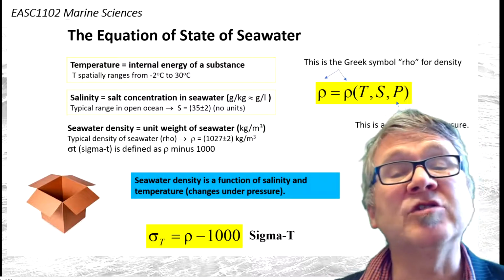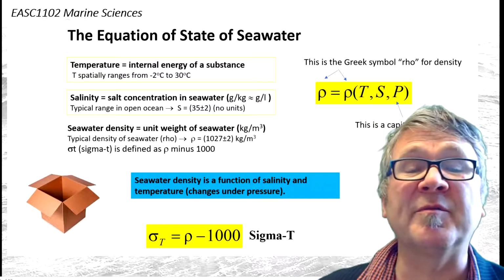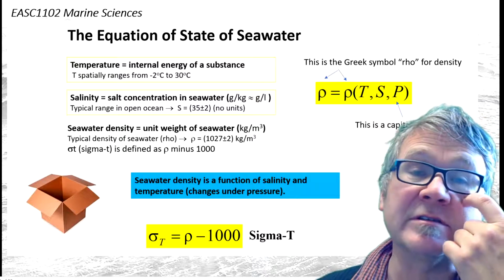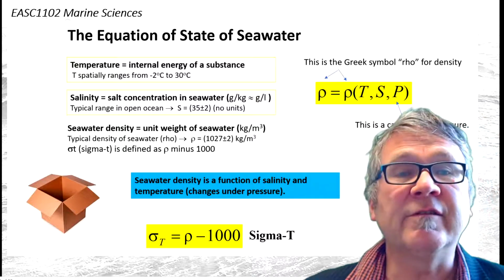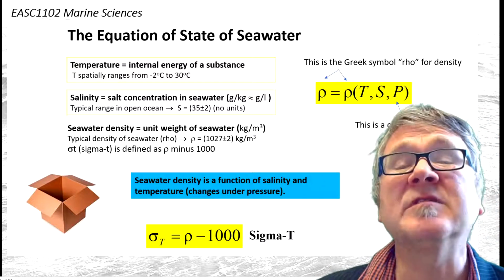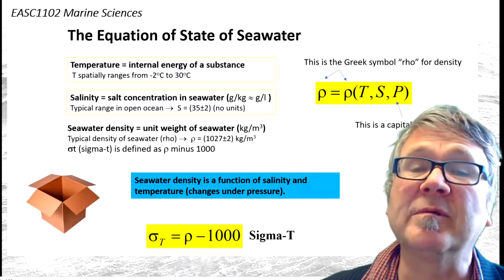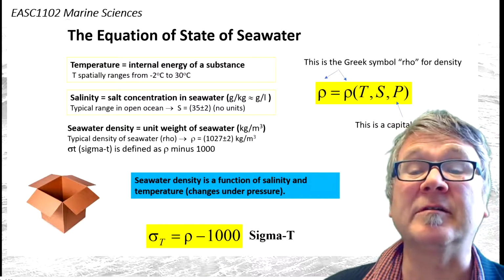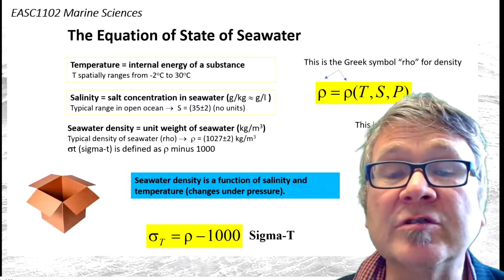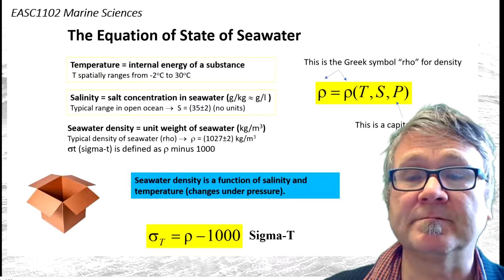Salinity is the salt concentration in seawater in units of grams per kilogram or grams per liter. Actually, nowadays we don't use units anymore because salinity is determined from a conductivity ratio. Anyway, the numbers that you see are very similar to grams per kilogram or grams per liter. So the typical salinity in the ocean is 35 plus minus 2.